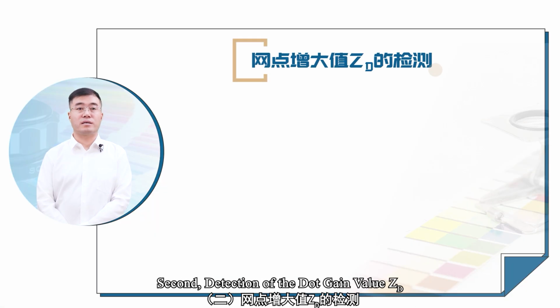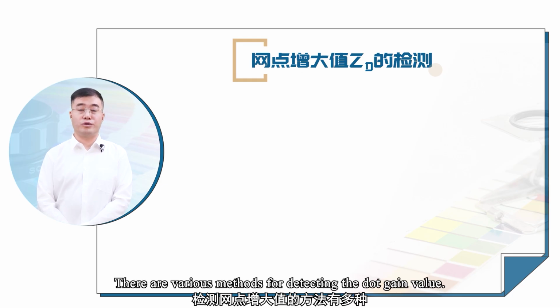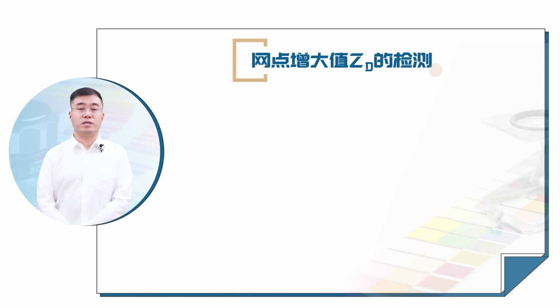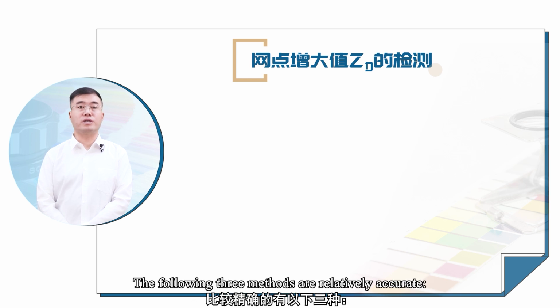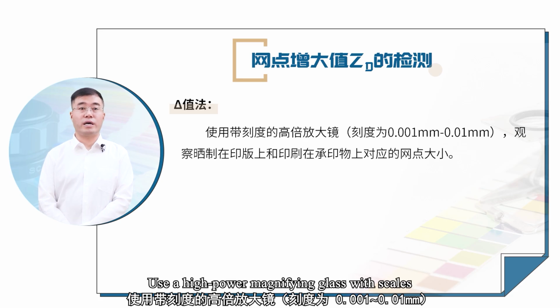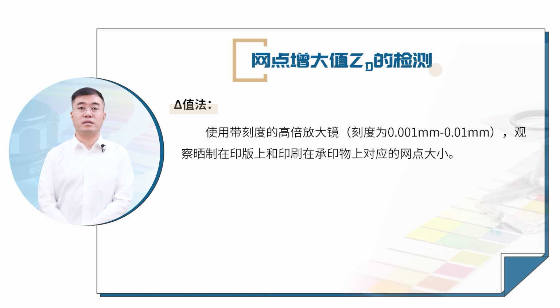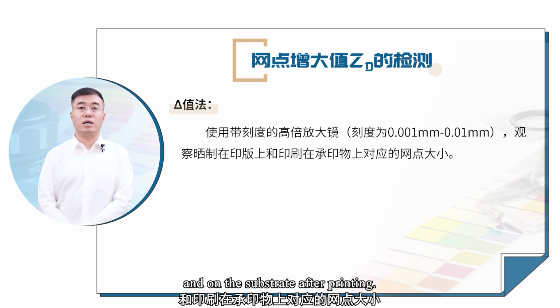Second, detection of the dot gain value ZD. There are various methods for detecting the dot gain value. The following three methods are relatively accurate. 1. Delta value method. Use a high-power magnifying glass with scales. The scale is 0.001 to 0.01 mm. To observe the sizes of the corresponding dots on the printing plate after exposure and on the substrate after printing.